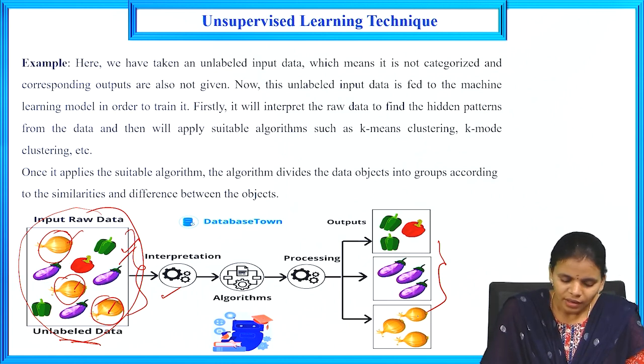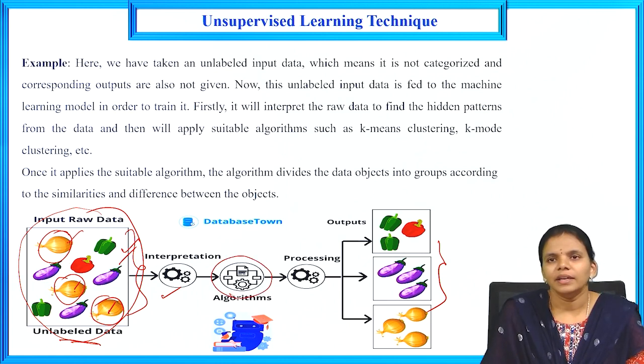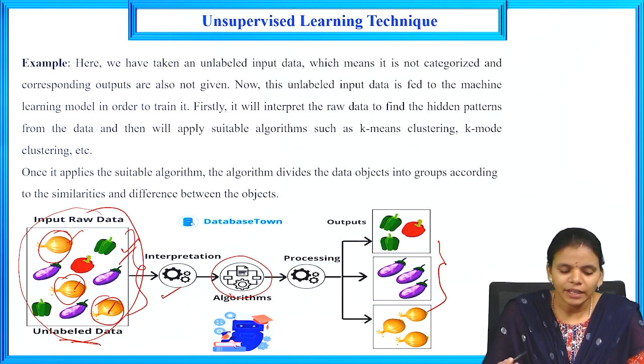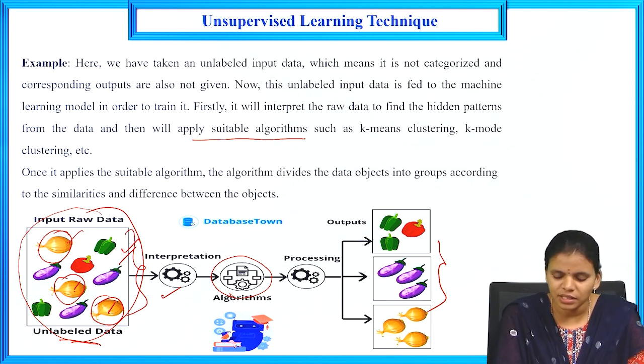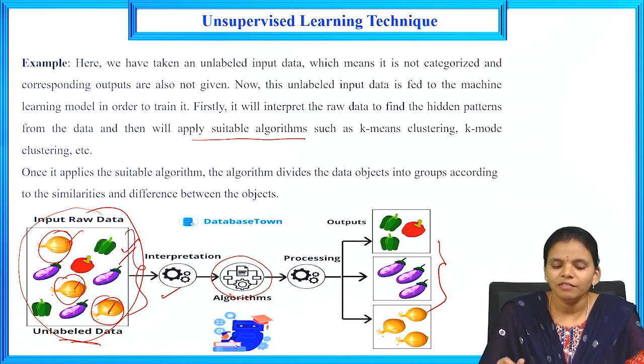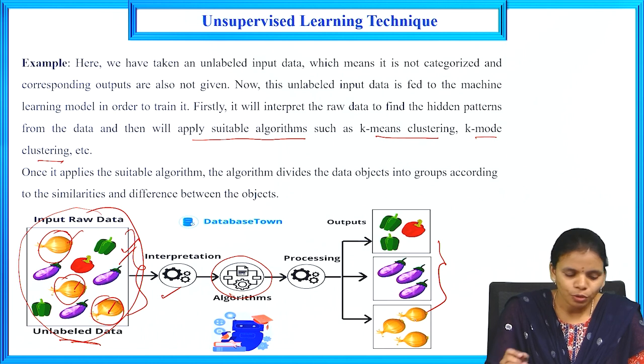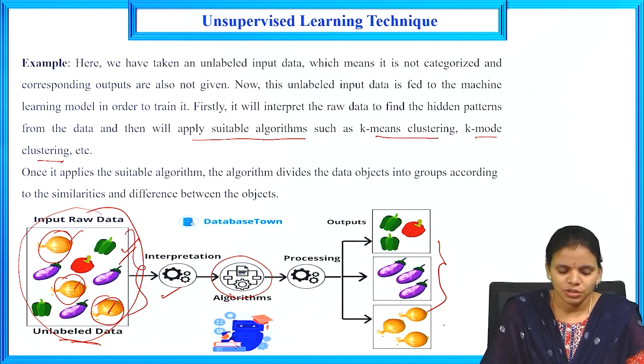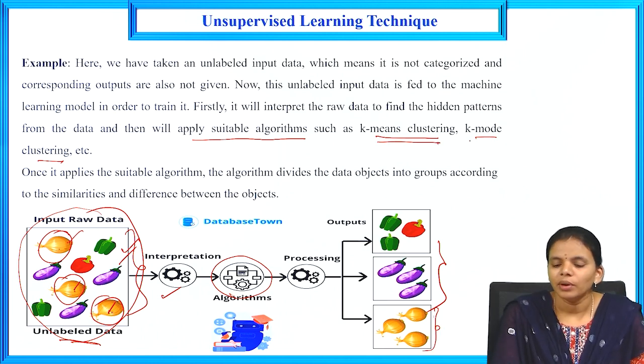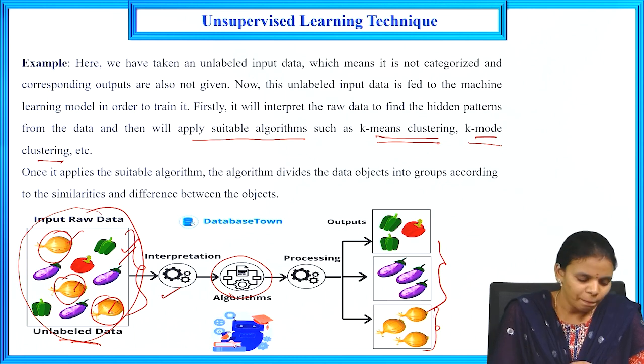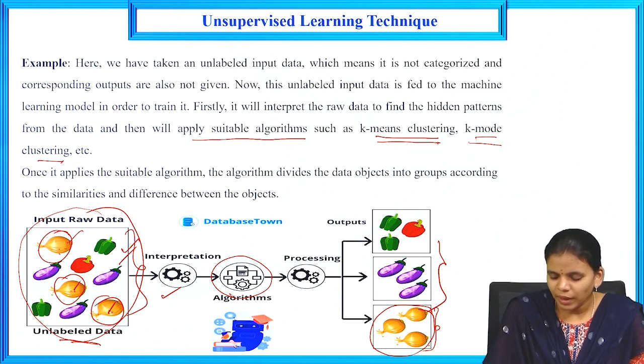Here it applies a suitable algorithm. For this categorization, or for grouping the data points, we use the k-means clustering algorithm and the k-mode clustering algorithm to group the data points based on the similarities. So based on the similarities and behavior of these data points, it will make those data points one group, meaning one cluster in technical terminology.